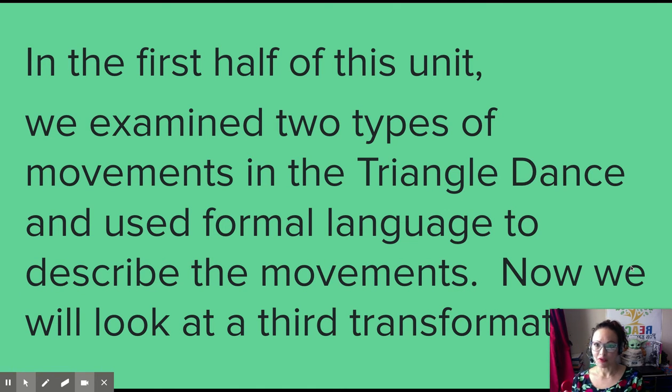So that's the first half of our lesson. We've examined two types of movements in the triangle dance, translations and rotations, and we've used formal language to describe the movements. So now we're going to be looking at a third transformation.